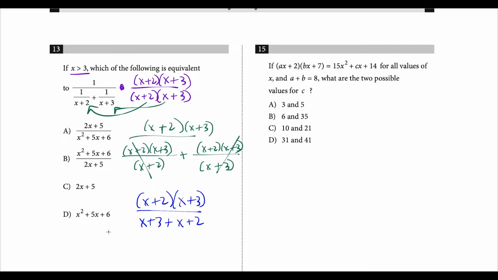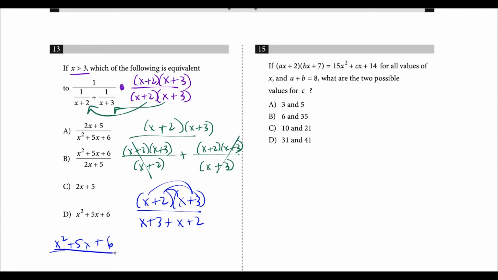x plus 2. And now this is going to give us, I'm going to distribute this because it looks like in the answer key here, what we have is an expanded form on top. So if I distribute this, I'm going to have x squared. I'm going to have 3x plus 2x, which is 5x. And then 2 times 3 is 6 at the end.